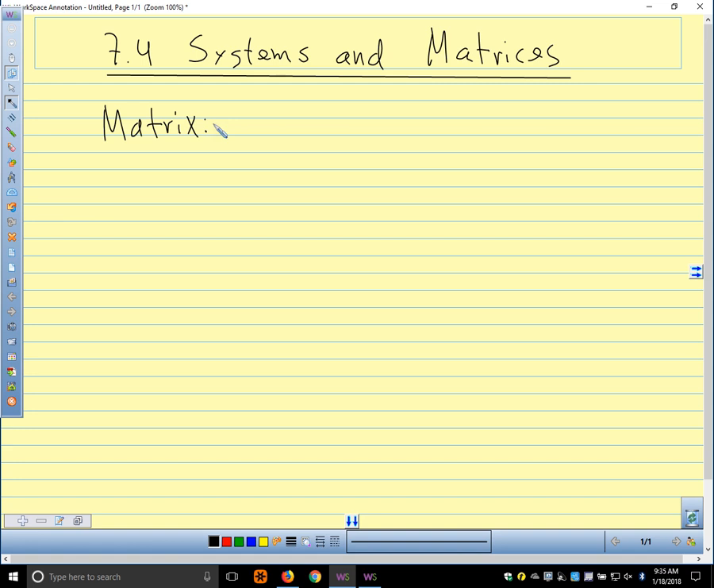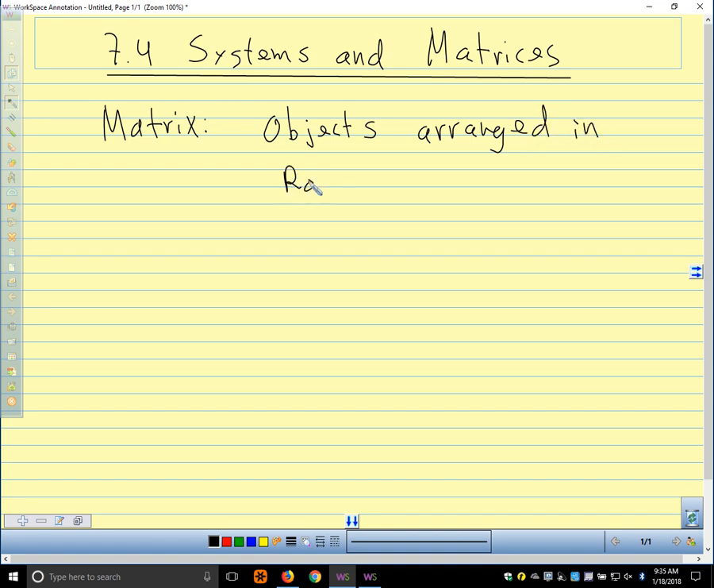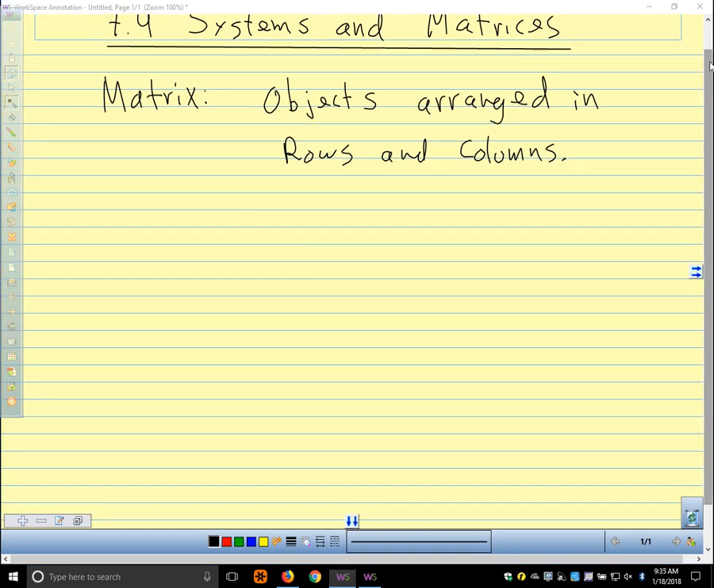So in general, a matrix is just some objects that are arranged in rows and columns. For what we're going to do, the objects are just going to be numbers, or sometimes we'll have some variables. But you can put lots of things in matrices. You can have matrices of equations, matrices of functions, matrices of other matrices. So lots of things in matrices.